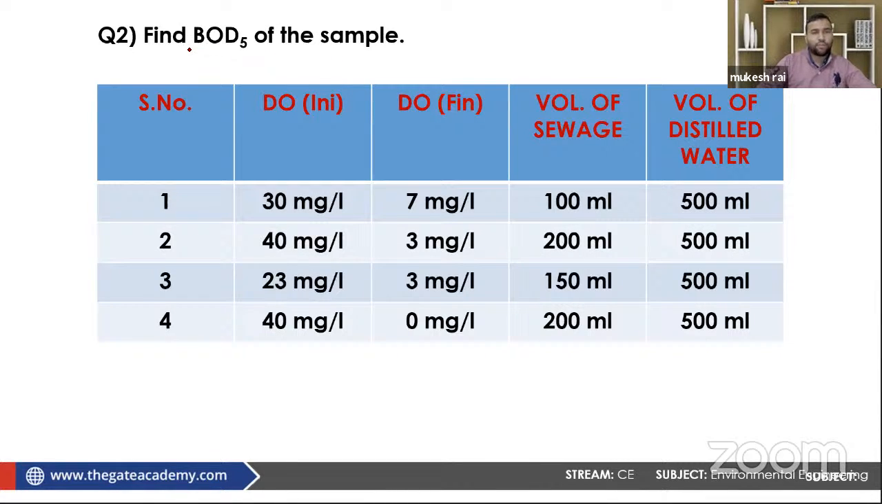Now, find BOD5 of the sample. We have 4 samples, 1, 2, 3, and 4. Now, we have the initial DO, we have the final DO, we have the volume of sewage, and we have the volume of distilled water. Now, you have to find the 5 days BOD of the sample. Just find it fastly. I am waiting for your answer.